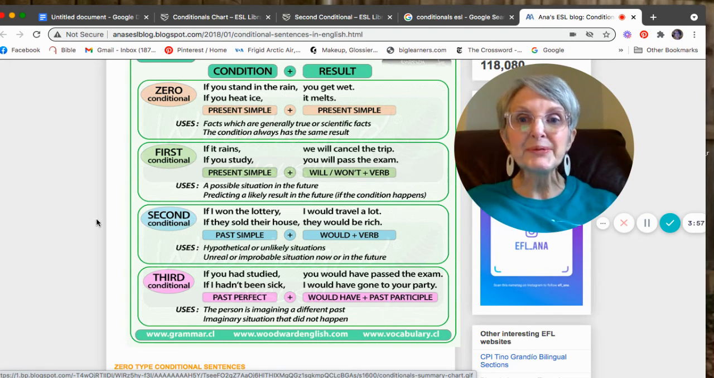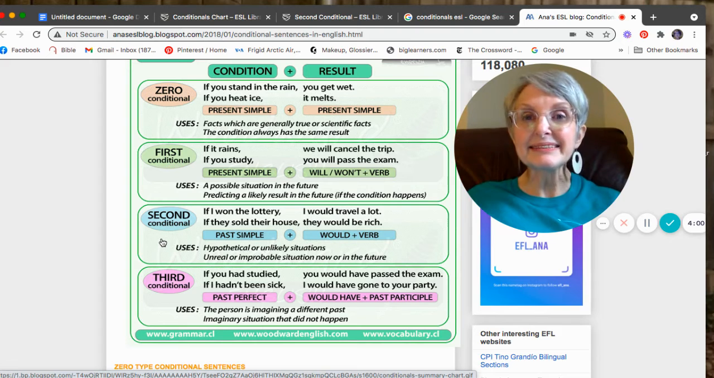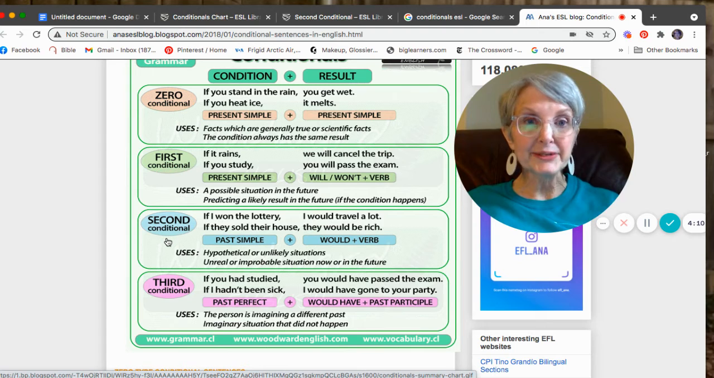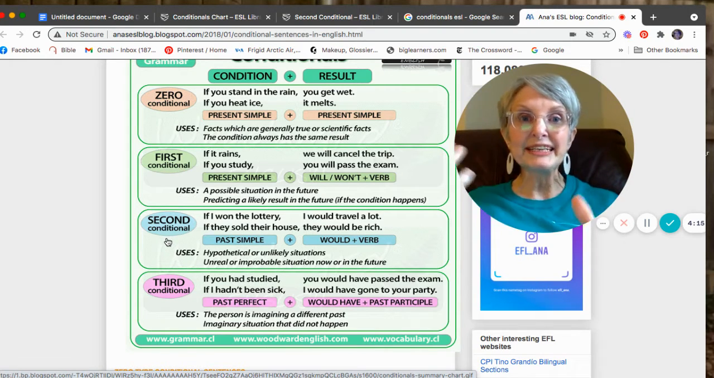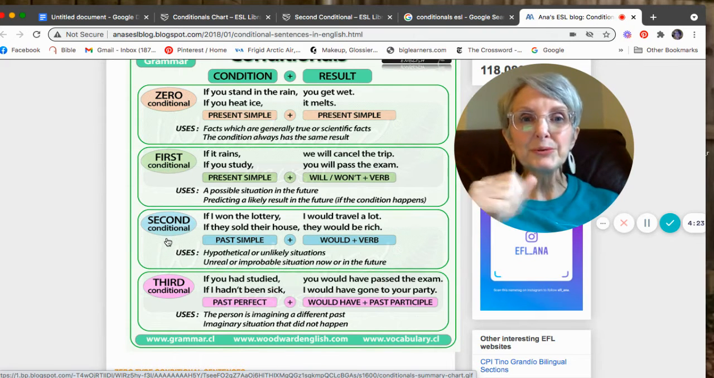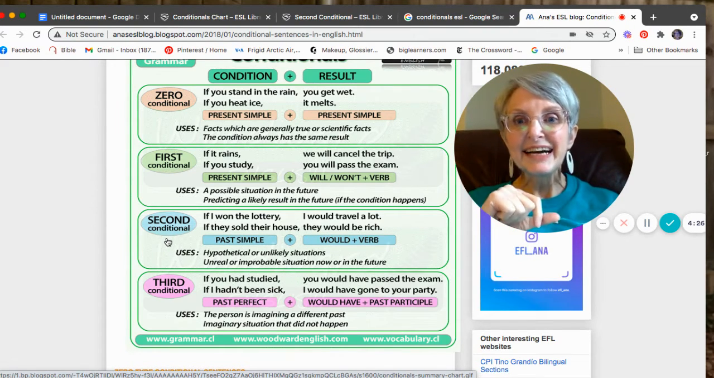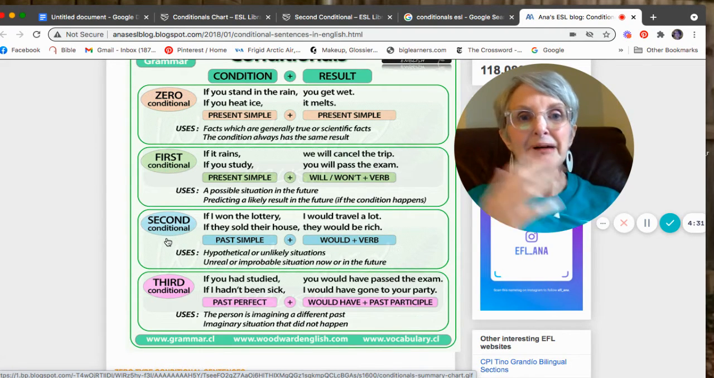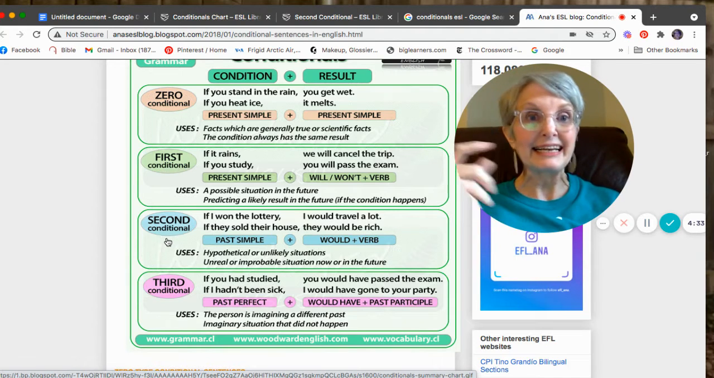All right, so here's their example. Because some things, they're not impossible, but they just probably aren't going to happen. That's their first example. If I won the lottery, I would travel a lot. Because, you know, in the United States, we have this lottery system where you can buy a lottery thing at the convenience store. I don't ever do that. I don't want to waste my money. I don't think it's a very good chance that I will win. But let's say that I bought a lottery ticket and I won.